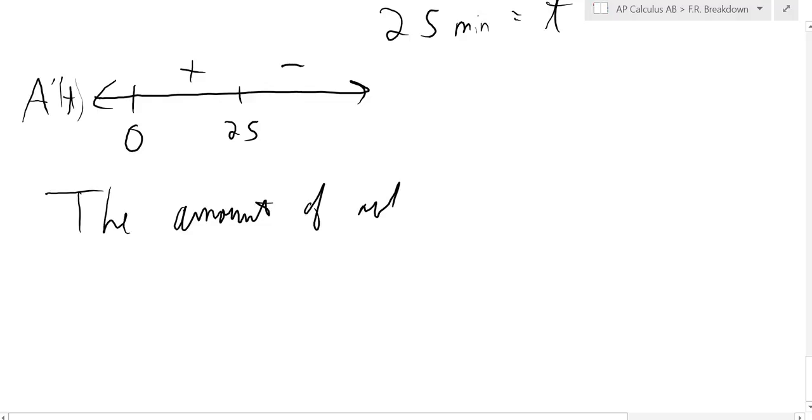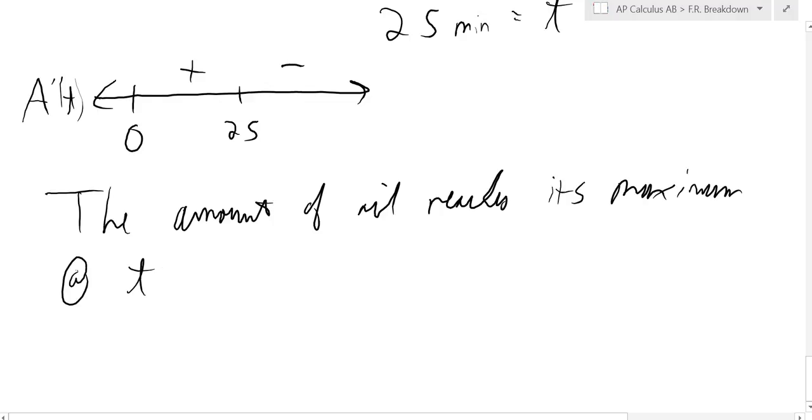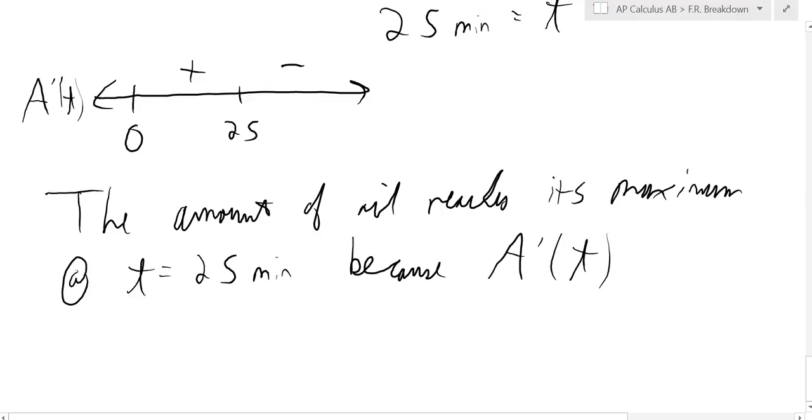The amount of oil reaches its max at t equals 25 minutes because, and look, since we named what A of t and what A prime of t are, we can talk about them. If you don't make up A of t at this point, then you have to talk about the rate of change of oil or something like that. You have to write down words. But if you just call it something, you can just use this letter.